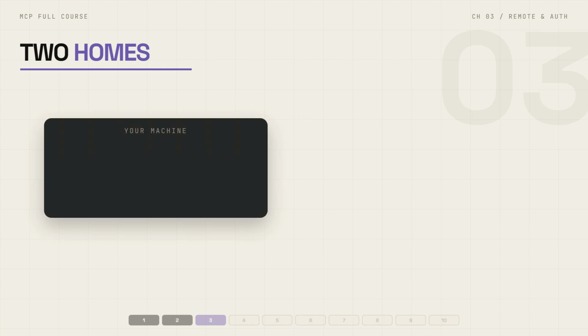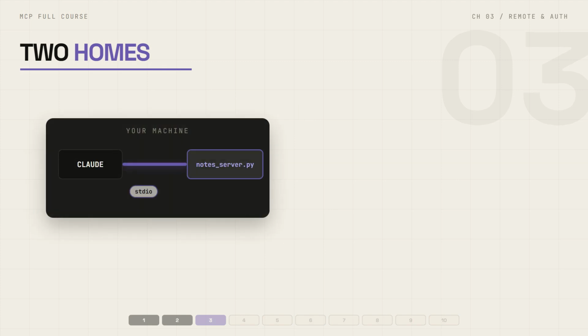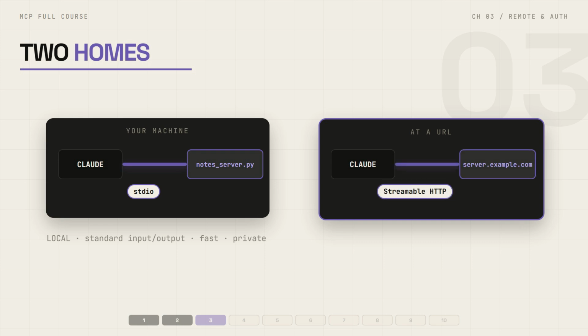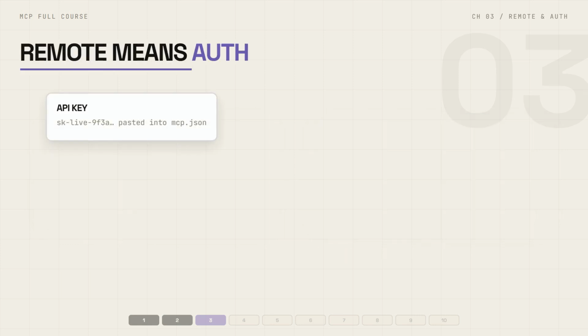Chapter 3. Servers come in 2 homes. Local ones run on your machine and talk over standard input-output. Fast, private, perfect for files and dev tools. Remote ones live at a URL and talk over Streamable HTTP. The modern transport. If you see an old tutorial saying SSE, that's the previous era. It's gone. Remote means authentication.